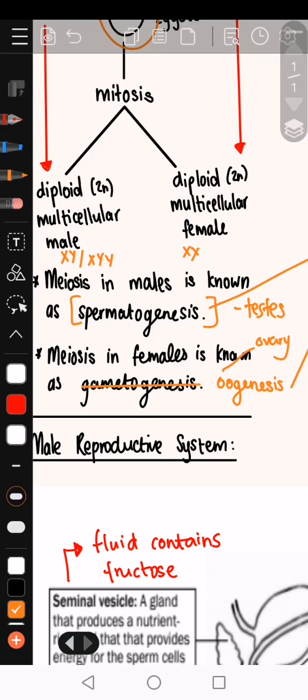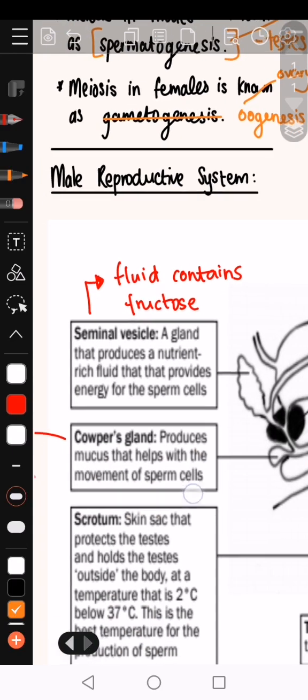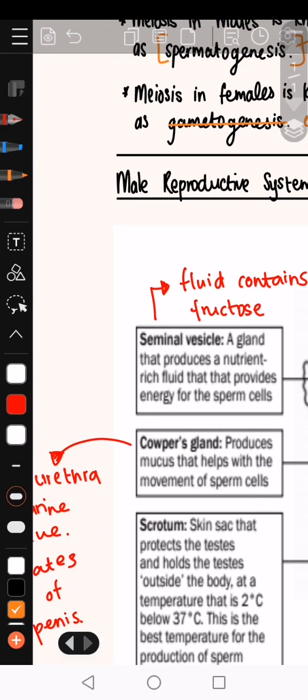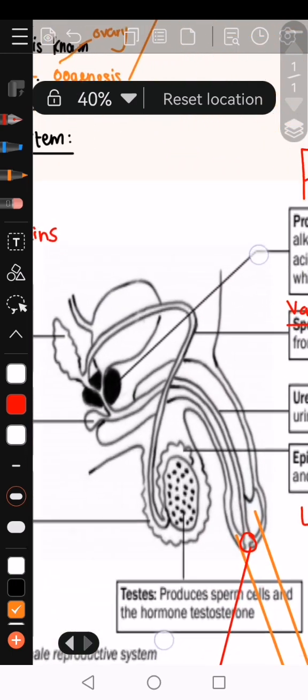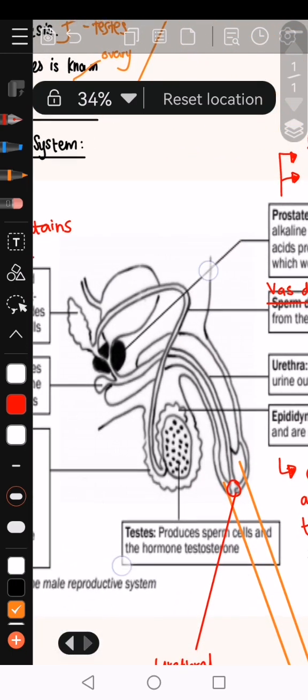In males, it is the testis. In females, it is the ovary. And obviously, we will look at that a little bit later. And we will look at spermatogenesis in this video. But let's look at the structure of the male reproductive system.